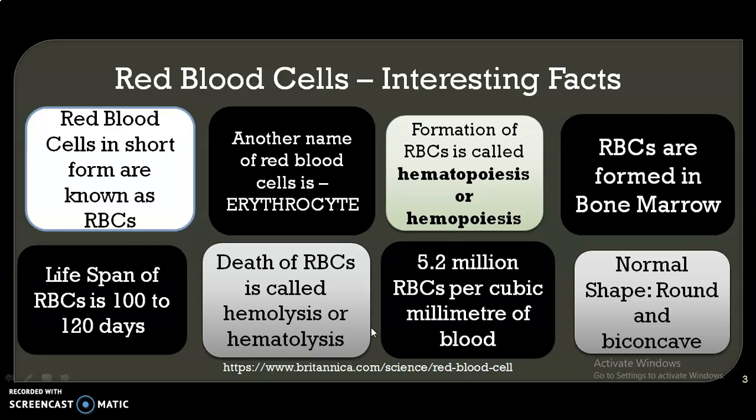5.2 million red blood cells are present per cubic millimeter of our blood. Normal shape of red blood cells is round and biconcave. These are some of the interesting facts about red blood cells.